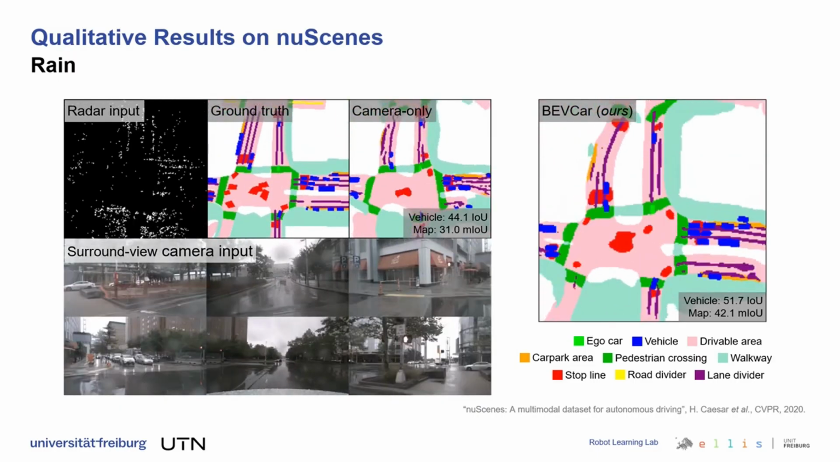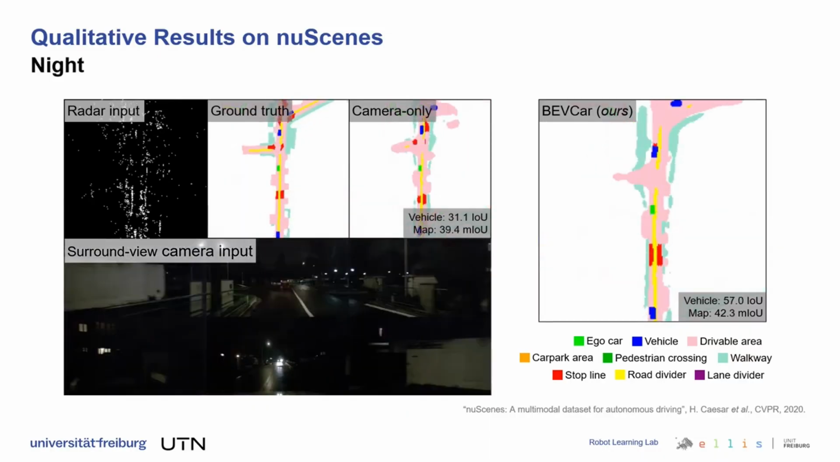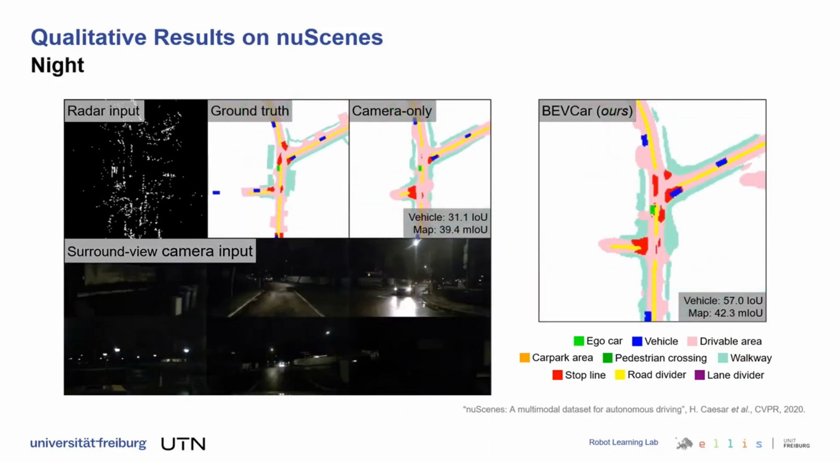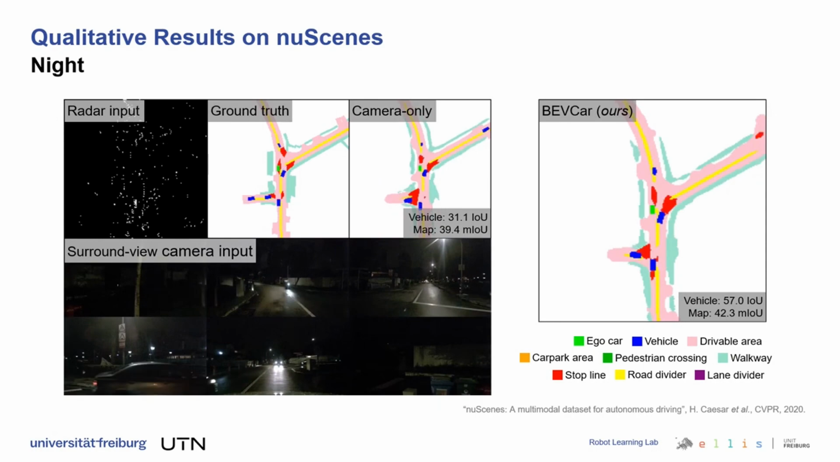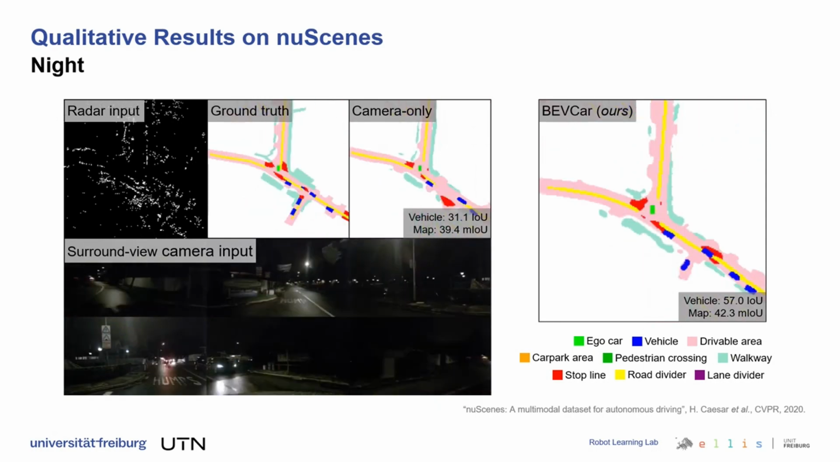Our studies clearly indicate the benefit of utilizing automotive radar in addition to surround view vision. For further quantitative results, including more baseline comparisons, please consult our paper.